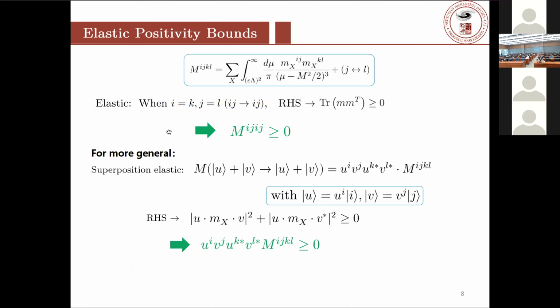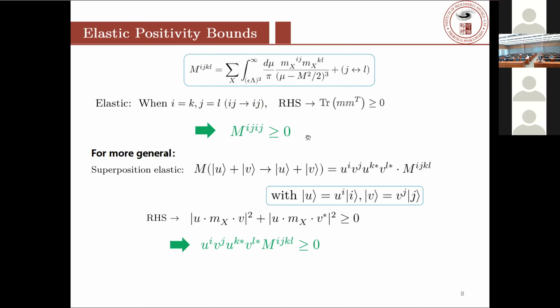Based on this formula, there already exists an approach called the elastic approach. When we let I equal K and J equal L, this process becomes IJ to IJ, which is exactly the elastic scattering. In this situation, we know the right-hand side becomes a positive quantity, and then we can get the bounds like this.